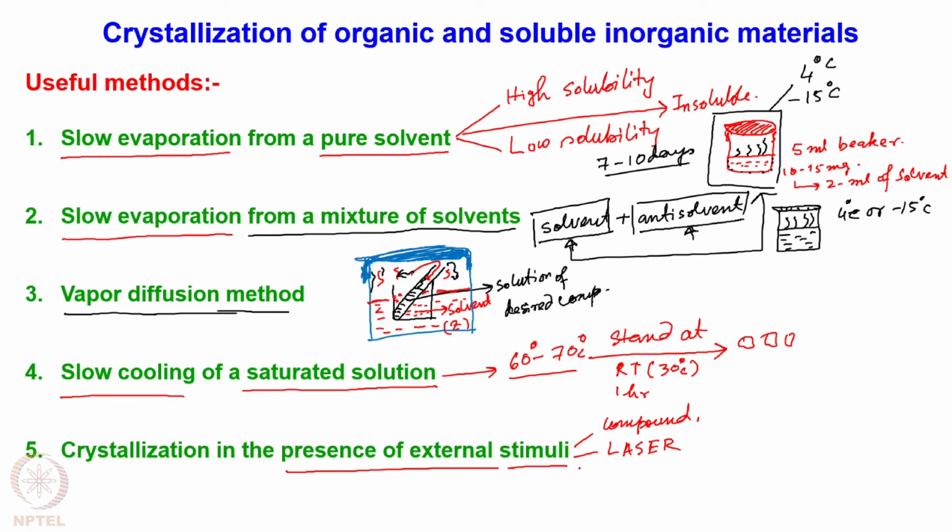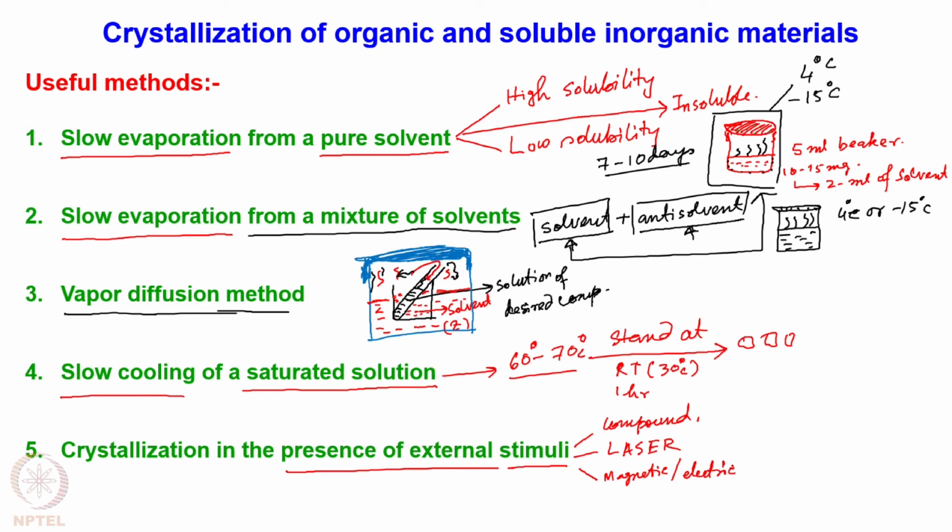Crystallization can happen in presence of some magnetic field or electric field. This type of crystallizations are done in case of materials which are magnetic in nature or they have some electric dipole moments which gets arranged in a very high electric or magnetic field, and then those compounds can crystallize.